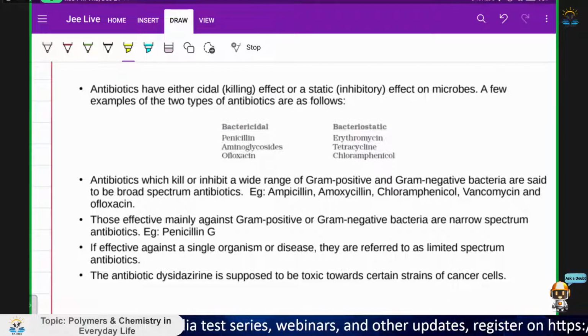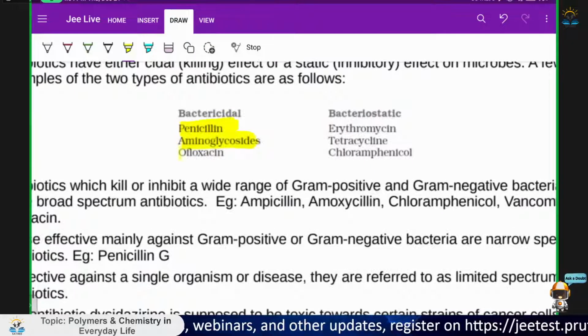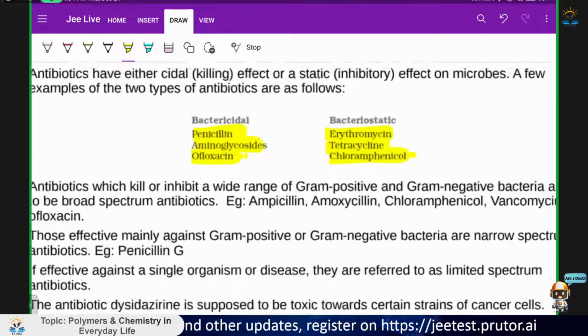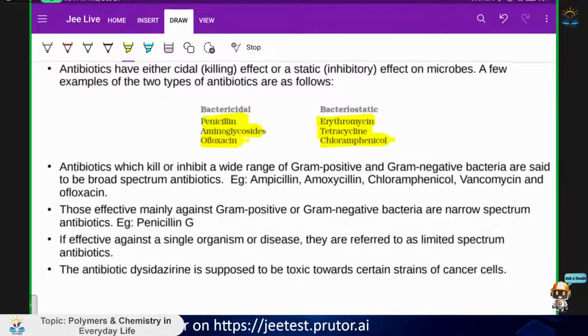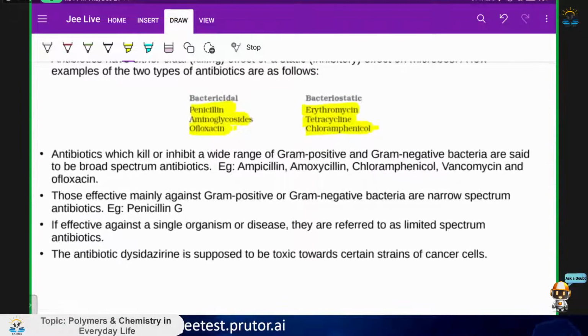A few examples of these two types of antibiotics are given here. Bactericidal examples are penicillin, aminoglycosides, or ofloxacin. Bacteriostatic examples are erythromycin, tetracycline, and chloramphenicol. Antibiotics which kill a wide range of bacteria, gram positive and gram negative, are called what? Broad spectrum antibiotics. Examples are ampicillin, amoxicillin, chloramphenicol, vancomycin, and ofloxacin.